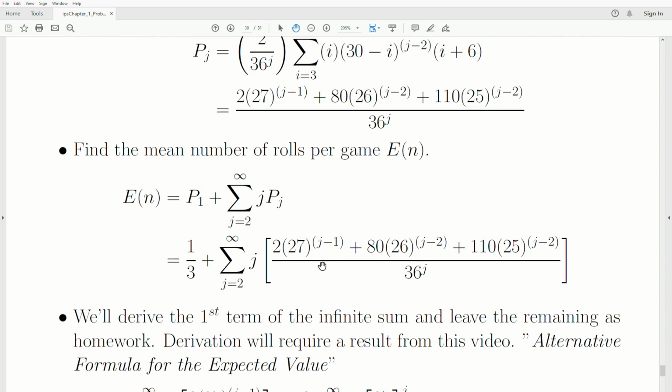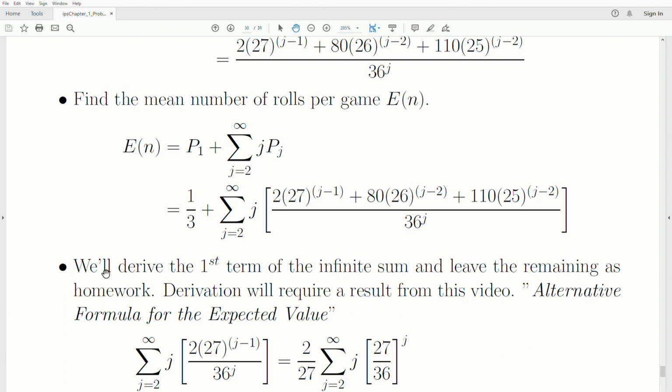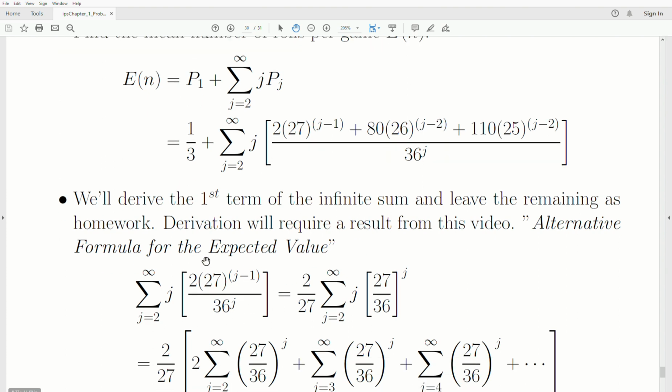So you can either pick a really large number, not infinity, and get really, really close to it, or we can derive the exact value, and that's what we're going to do. But we have to do it piecemeal. So we'll derive the first term of this infinite sum. If we look at this term here, it's actually this first term, 2 times 27 raised to the J minus 1 over 36J. This is the first term.